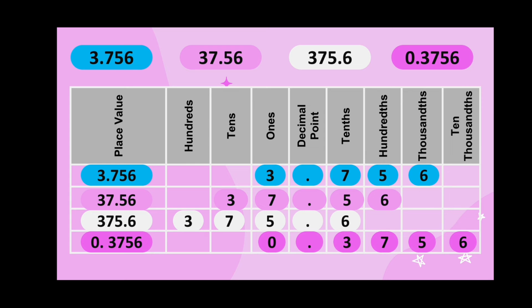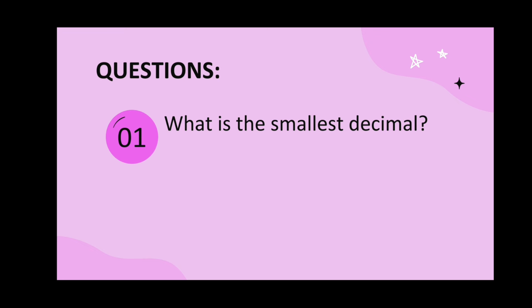Given this place value chart, let's answer the following questions. Number 1, what is the smallest decimal? So what do you think? Ano ba ang pinakamaliit na decimal number among the 4 given? Okay, so the smallest decimal is 3,756 ten thousandths. Why? Because siya lang ang walang whole number. Very good.